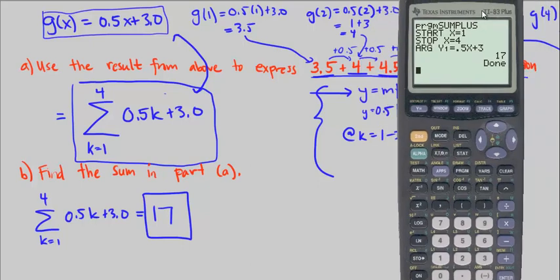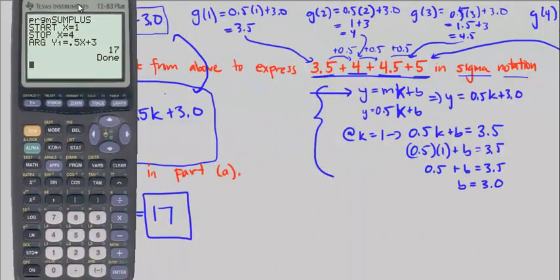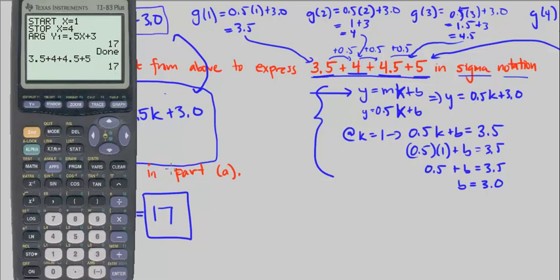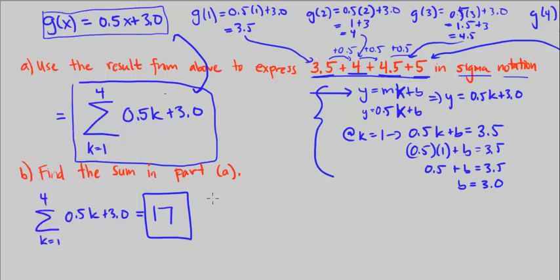Okay, let's check our answer really quickly. Let's just add these 4 numbers up. 3.5 plus 4 plus 4.5 plus 5. And that's equal to 17 too. So we could check our answer there, and we get the same thing. We're good and we're happy. So that's going through CPM Precalculus Chapter 2, number 100.